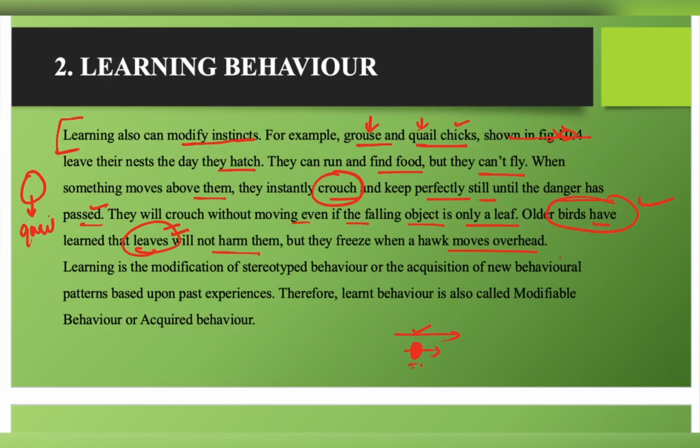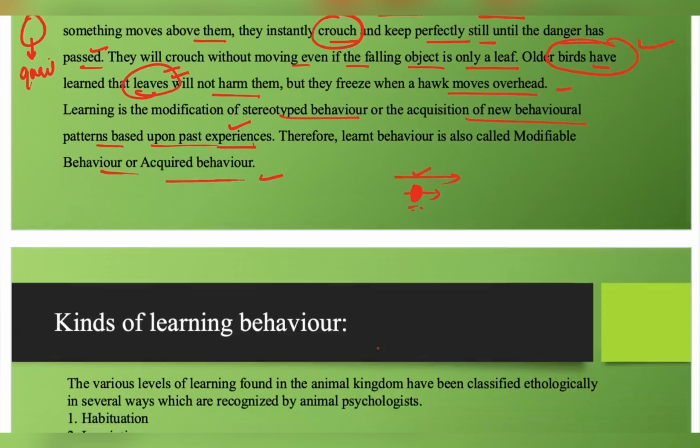But when a hawk moves overhead, they have learned that it is a harmful thing, so they will freeze, they will crouch. So learning is the modification of stereotyped behaviors or the acquisition of a new behavior pattern based upon past experience, right? So therefore we say that learned behavior is also called modifiable behavior or acquired behavior, right? So instinct, basically you can modify it through learning also.